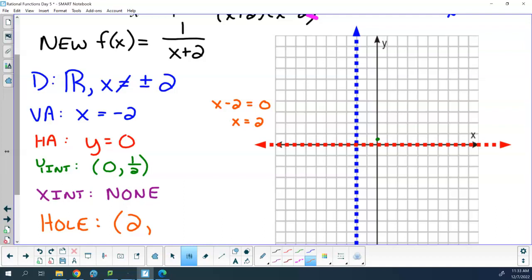So now I find f of 2. I put 2 into my new function, and I get that there's a hole at 2 comma 1/4. So I go to that coordinate and I literally put a hole in my graph. I put an open dot at that coordinate.